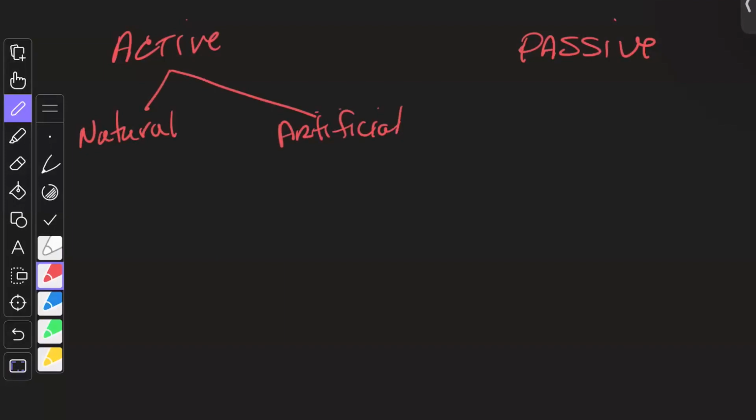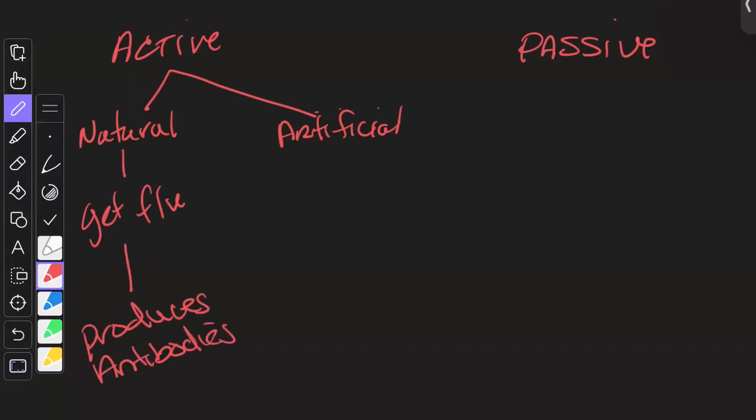Natural active immunity happens when I get the flu and my body produces antibodies. Okay. That's natural. I naturally got exposed out in the world and I produced the defense in my body on my own using my own energy expenses. I actively produced the defense to kill it. Okay.